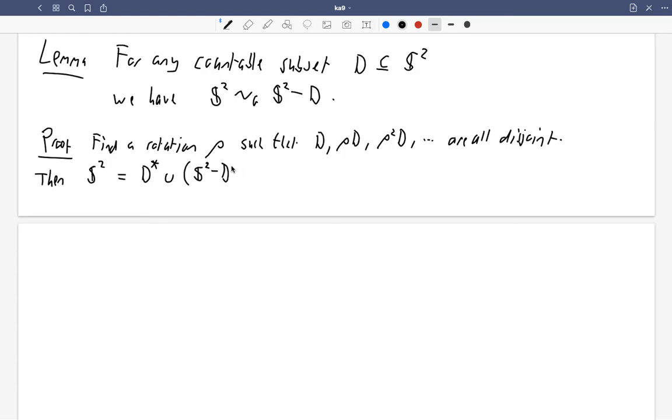So of course, we can partition S2 like this, but the point is this is equidecomposable under SO3 with, well, we simply rotate D star and we keep this part unchanged. And this is the same as S2 minus D.